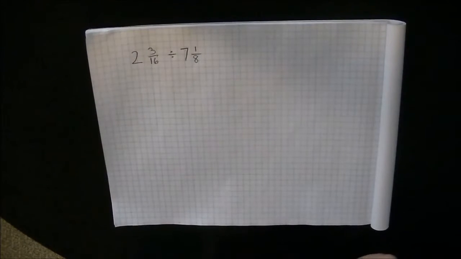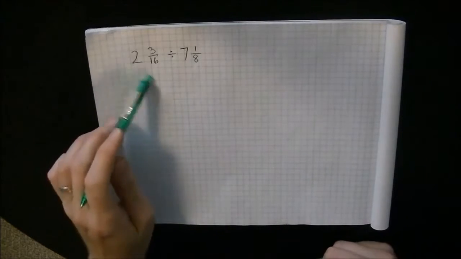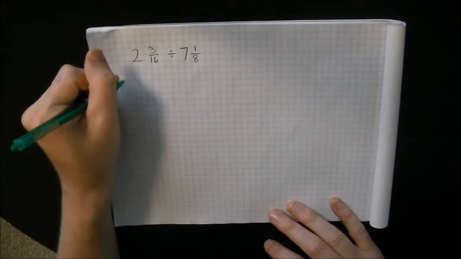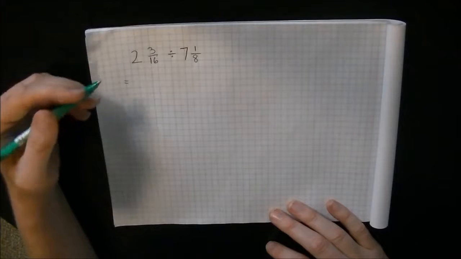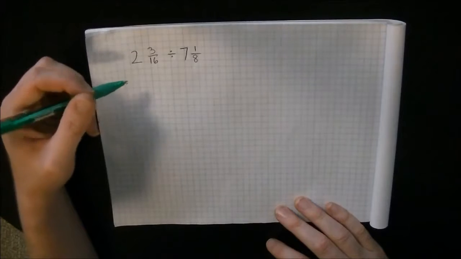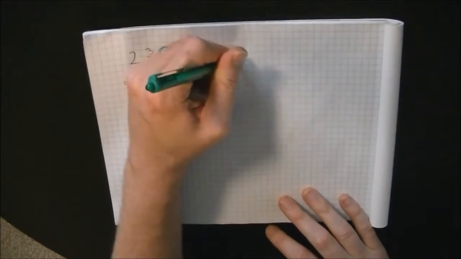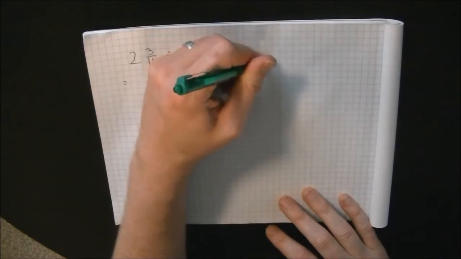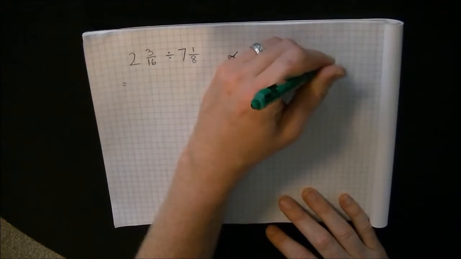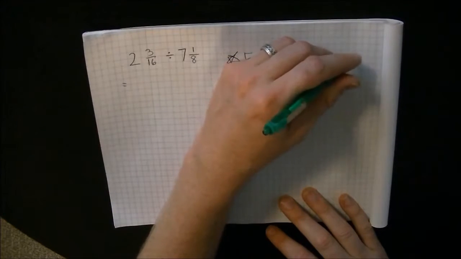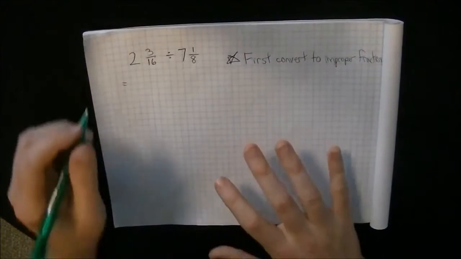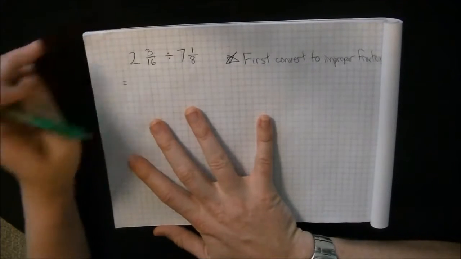Okay, one last division problem. We've got 2 3/16 divided by 7 1/8. Now, like with multiplication, in order to do division with mixed numbers, you must first convert them into improper fractions. So let me write that down. First, convert to improper fractions. Okay, so we have to convert these to improper fractions.